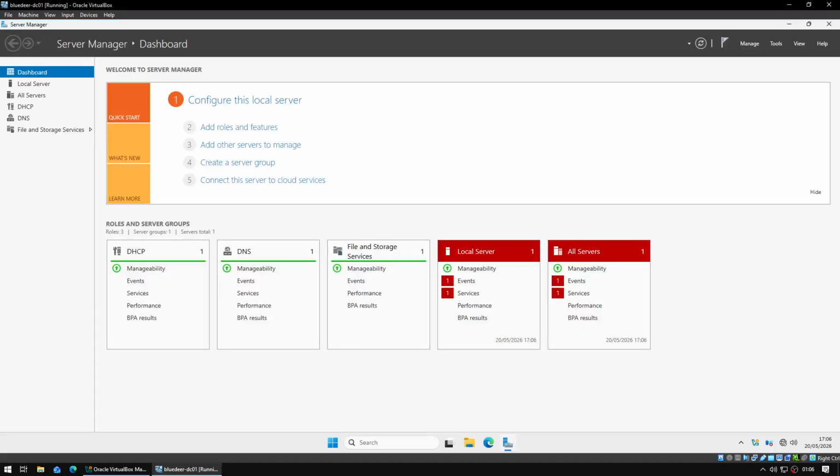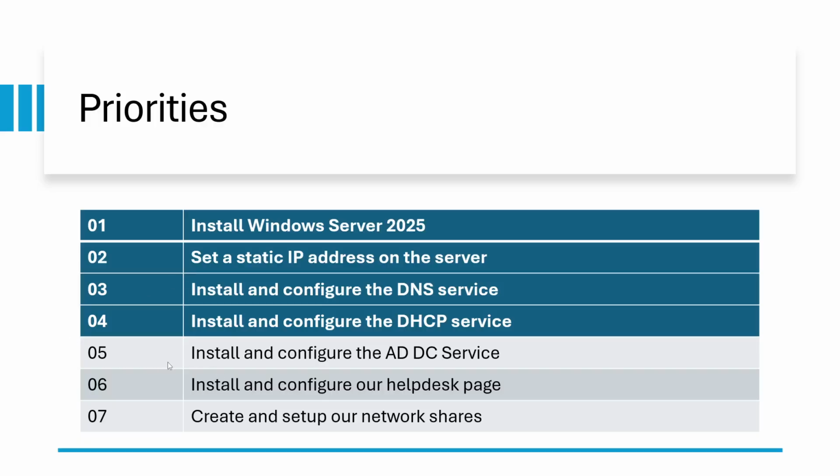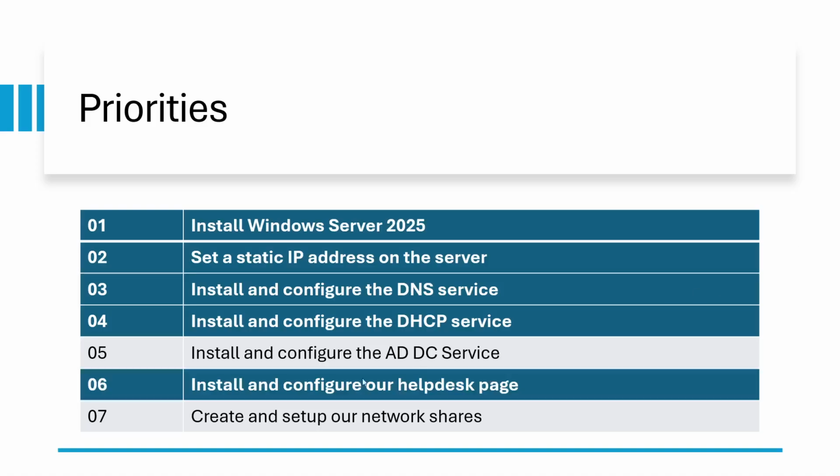Next up, we're going to set up Active Directory domain services. You'll see that configuring ADDC is the next one on our list. We've already just done number 6, so we can cross that one off.